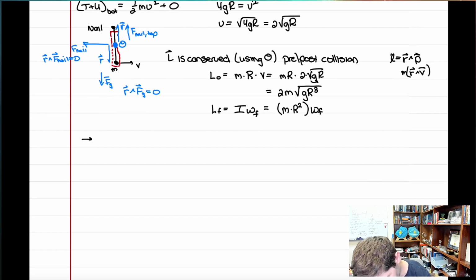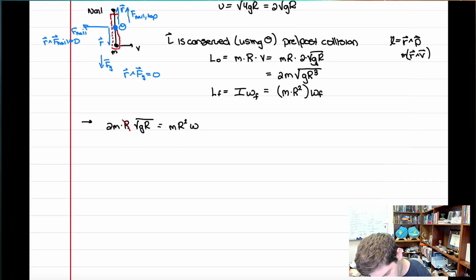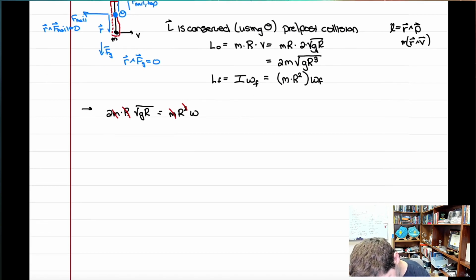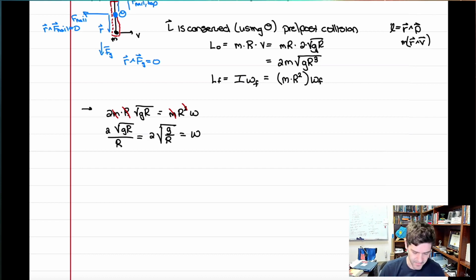So in this case it looks like, and actually I think I'll take the r back out. So it looks like it's r root g times r, and that better equal m r squared omega final. One of these r's cancel. The m's cancel. And so then it looks like we get 2 square root of g times r all over r equals omega. But again, I could simplify this, and it looks like it's g divided by r all in the square root equals omega in this case, all with a factor of 2 out front.